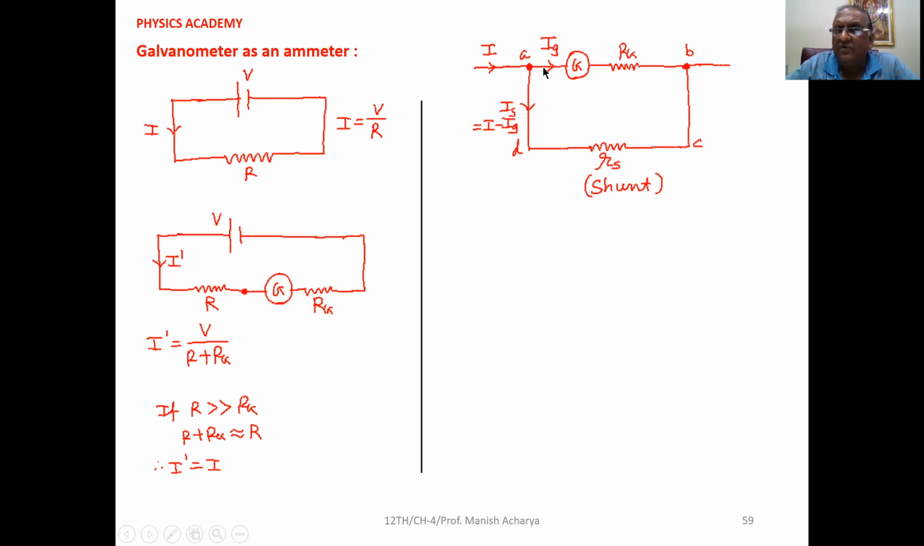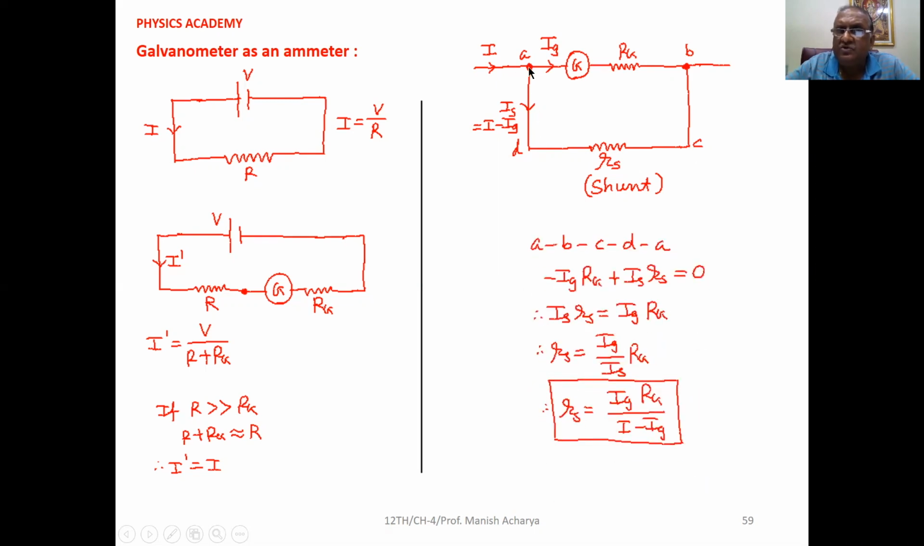Now, for this closed loop ABCDA, apply Kirchhoff's second rule. A to B in the direction of the current, so minus Ig into Rg. Then B to C to D. Here Is flows from D to C, and you are moving C to D, so in the opposite direction of current, you can write the potential difference as positive. So plus Is Rs is equal to 0. So you can write Is Rs equal to Ig Rg. Therefore, Rs equals Ig upon Is into Rg.